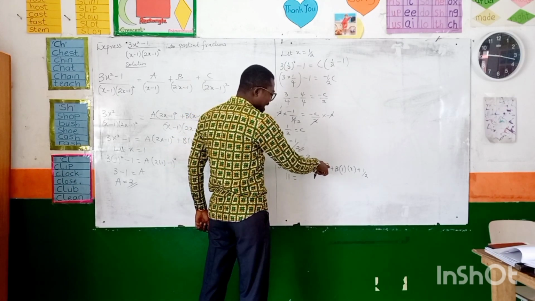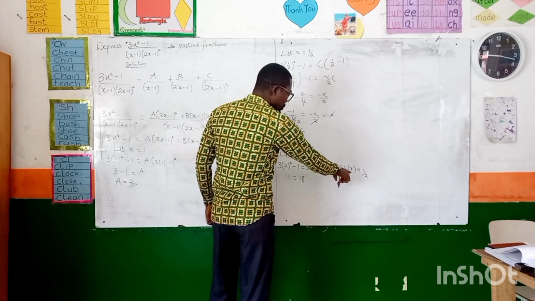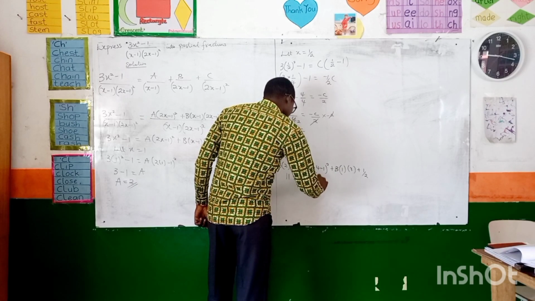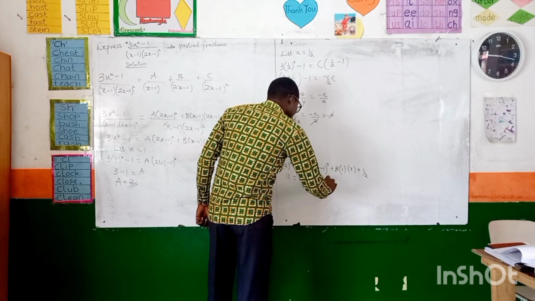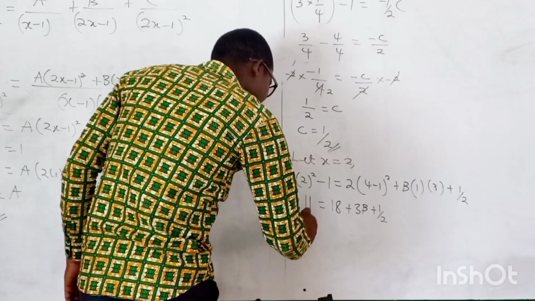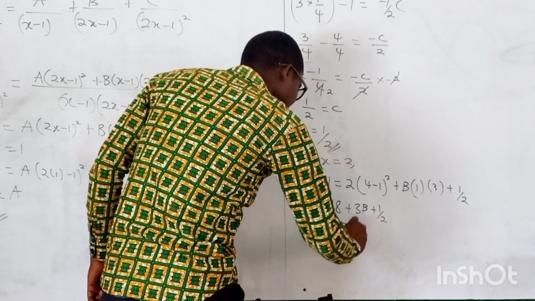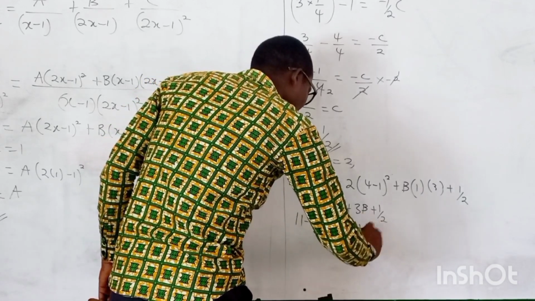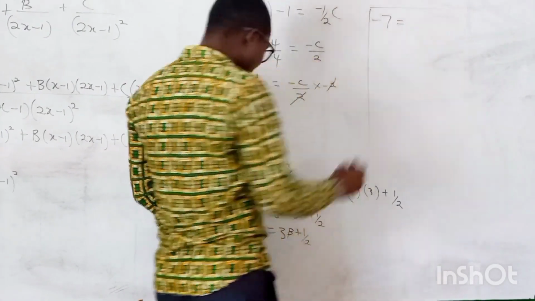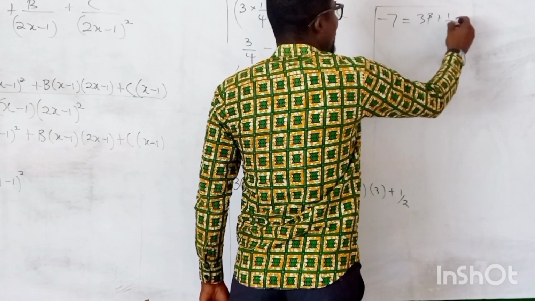3 squared is 9. 9 times 2 is 18. 3 times 1 is 3 plus b. That will give me 3b. Then plus 1 over 2. Alright, so I'm looking for b. 11 minus 18. And that's equal to 3b plus 1 over 2 will give me negative 7. And that is equal to 3b plus 1 over 2.